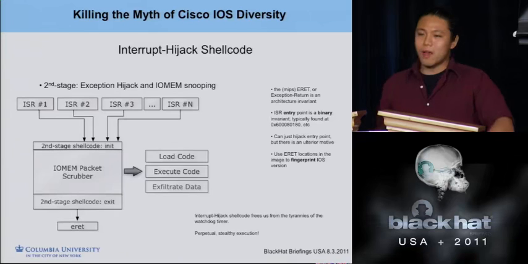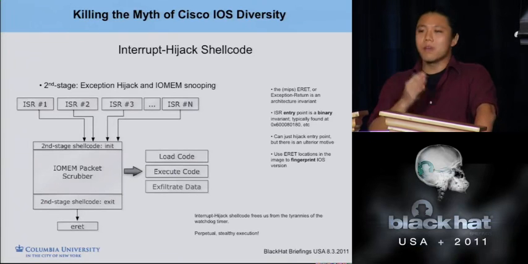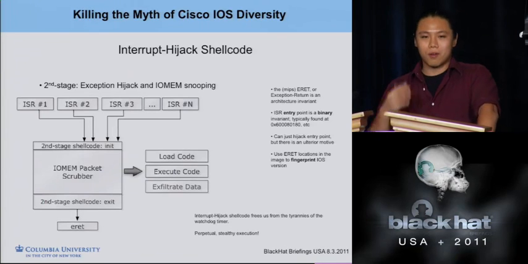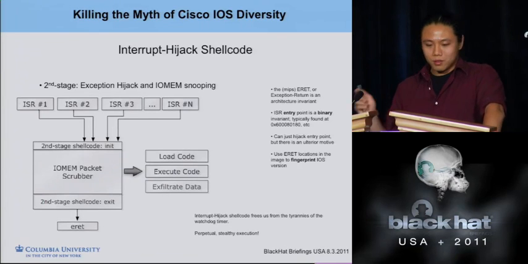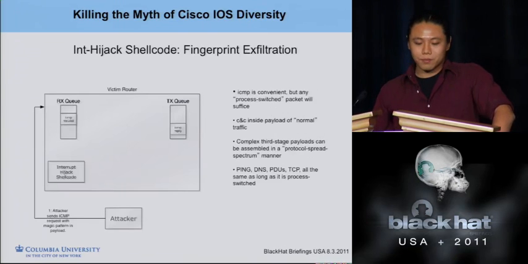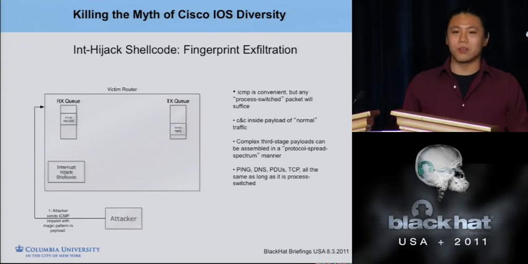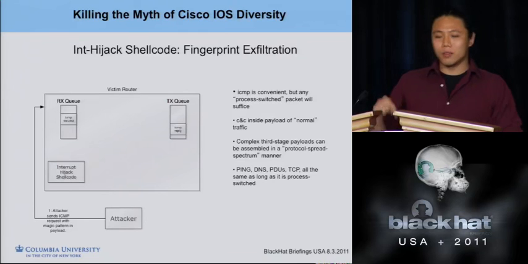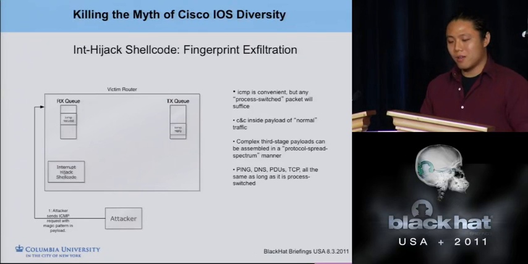But at this point, we still haven't solved the diversity problem. We can make modifications to any part of this router, but we have no idea what the memory layout of our victim device is. So this is where the fingerprint that I just talked about comes in. First I'm going to show you how we exfiltrate this fingerprint back. Then I'm going to talk about why this fingerprint solves the diversity problem, and then I think it'll be pretty clear.